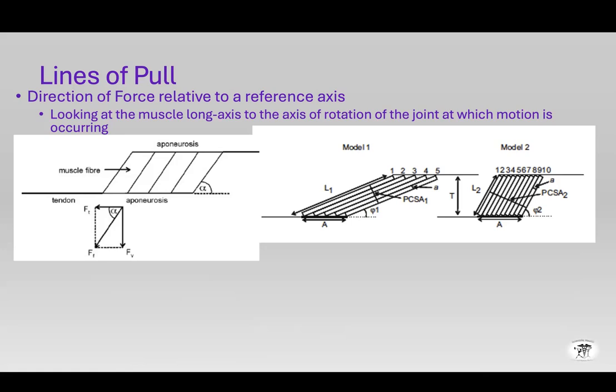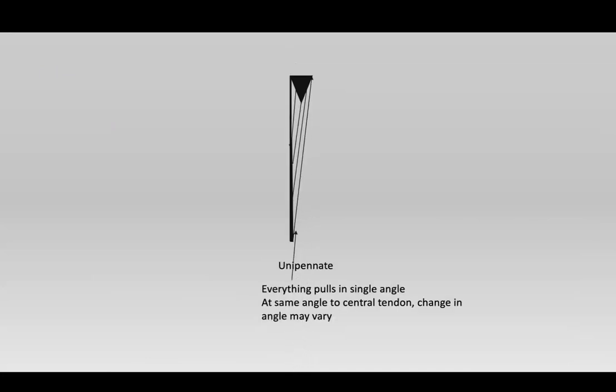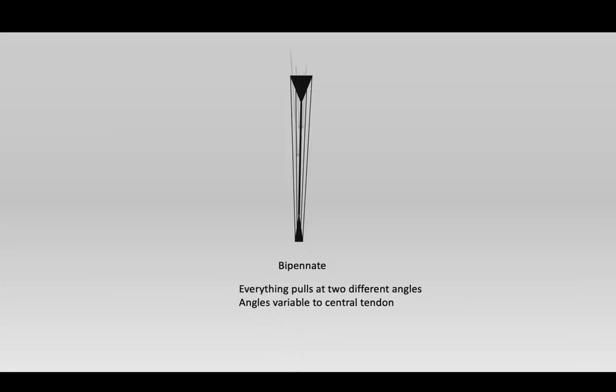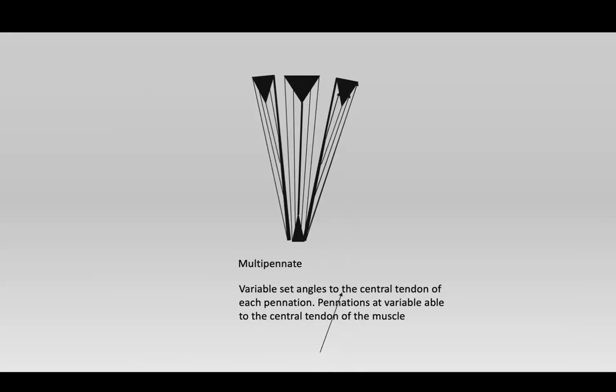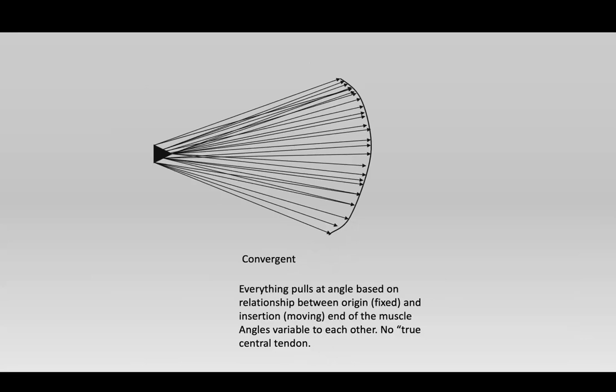But it's not just the fiber itself that's going to give us a line of pull, but the angulation that the muscles have, in which we have distinct shapes of muscles, parallel, unipinnate, bipinnate, and multipinnate, that will all provide different distinct lines of pull based off of how they are oriented around the central tendons. And then we have the convergent muscle, and the convergent muscle is going to give us zero fixed line of pull, where we have an infinite number of lines of pull that are available.